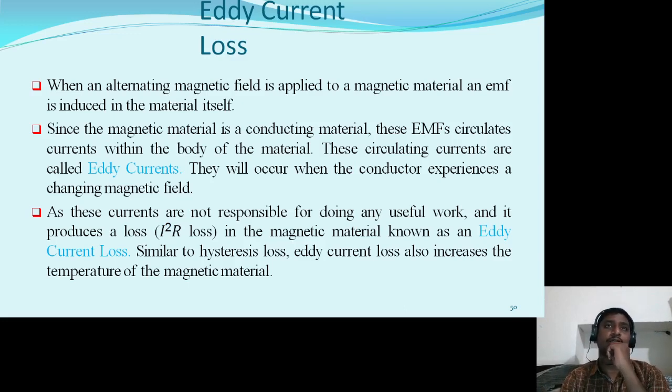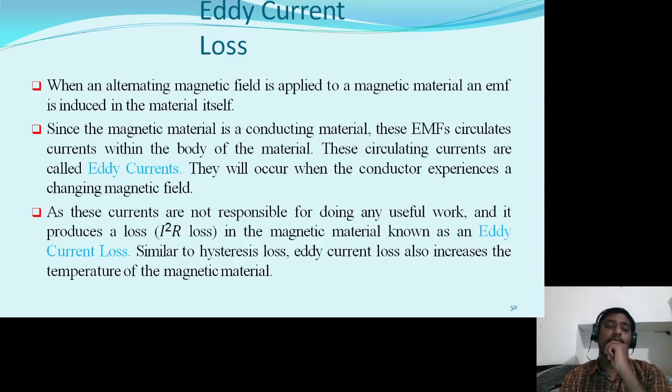Till now we have focused on hysteresis losses. Now we need to discuss the eddy current losses. So actually what are the eddy current losses? Suppose we are applying an alternating magnetic field to a magnetic material. We know that as per Faraday's law, whenever there is a change in flux linking with the conductor, which may be a magnetic material, then EMF will be induced. So whenever we are applying an alternating magnetic field or alternating supply to a magnetic material, EMF will be induced in the material itself, and that material is conducting. If it is a magnetic material, it's conducting, right?